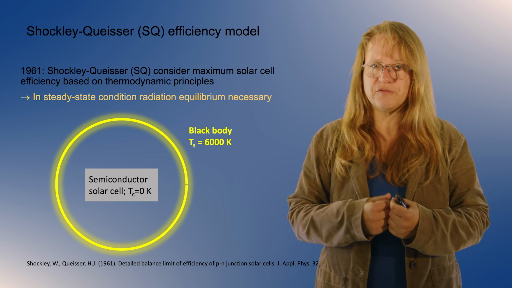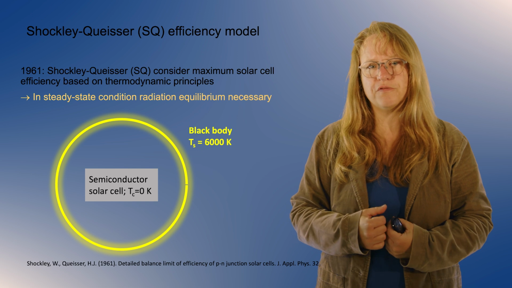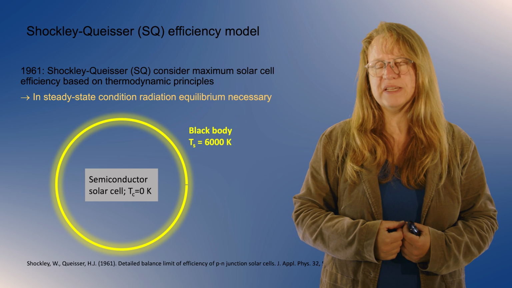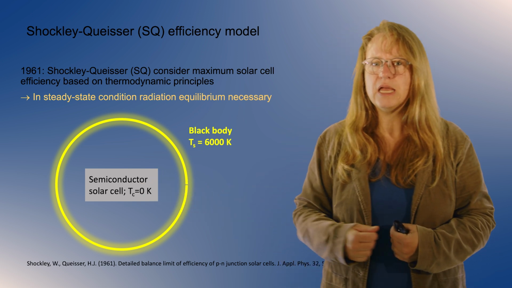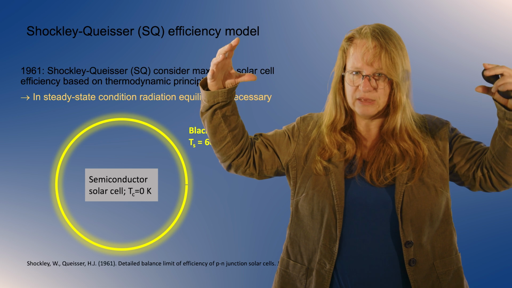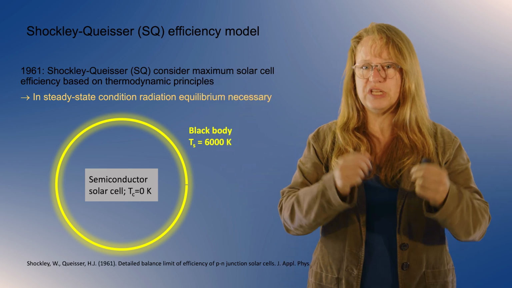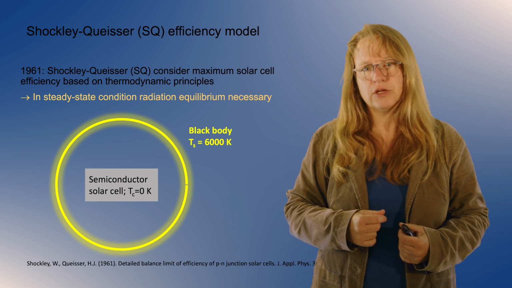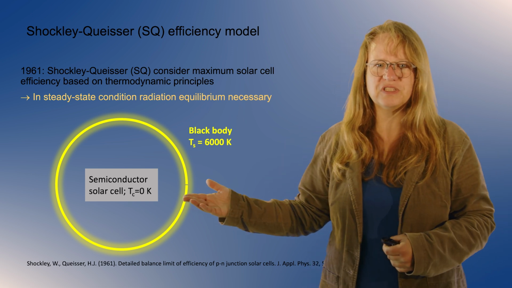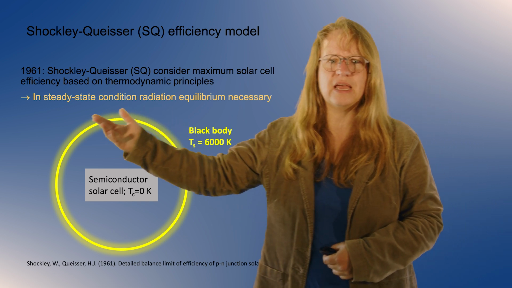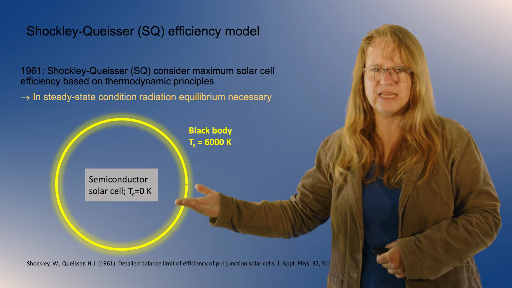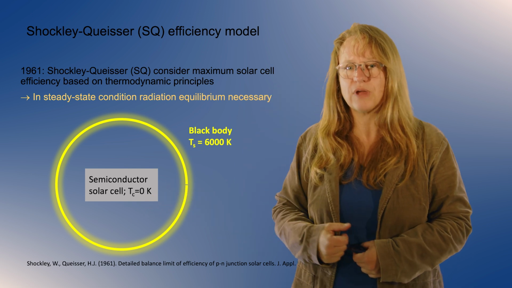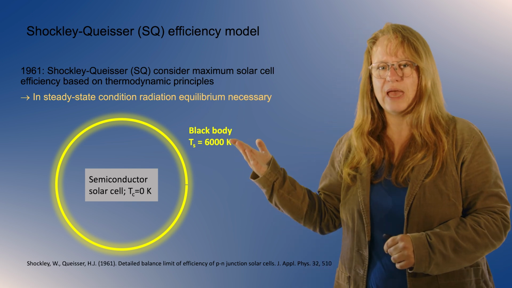And first of all, if you look at it from a fundamental thermodynamics point of view, then we know that in a steady state condition, a radiation equilibrium is necessary. That is, if we have a certain body in an equilibrium, it means the radiation that is incident onto the body is the same as the radiation, or the energy, that is leaving the body. So therefore, Shockley and Queisser first considered this situation where we have a black body radiator that is surrounding a solar cell, a semiconductor solar cell with a given band gap at a temperature of 0 Kelvin. So absolute temperature of 0 and a black body.